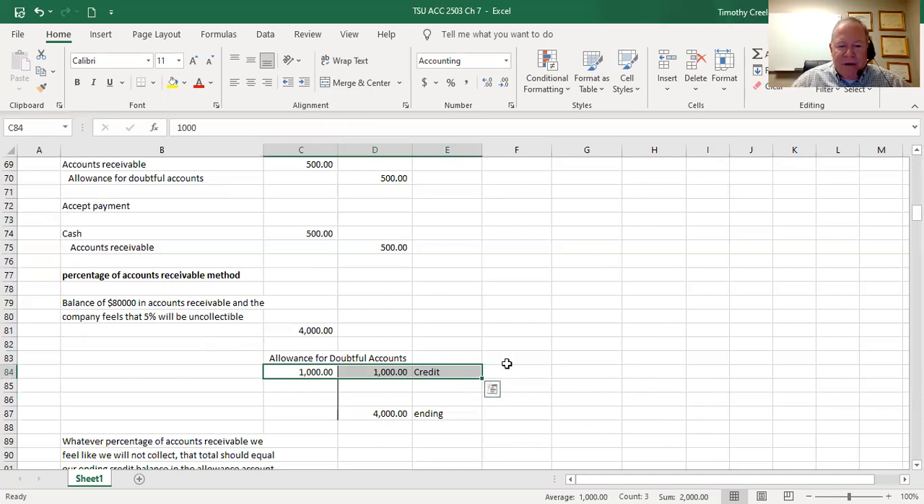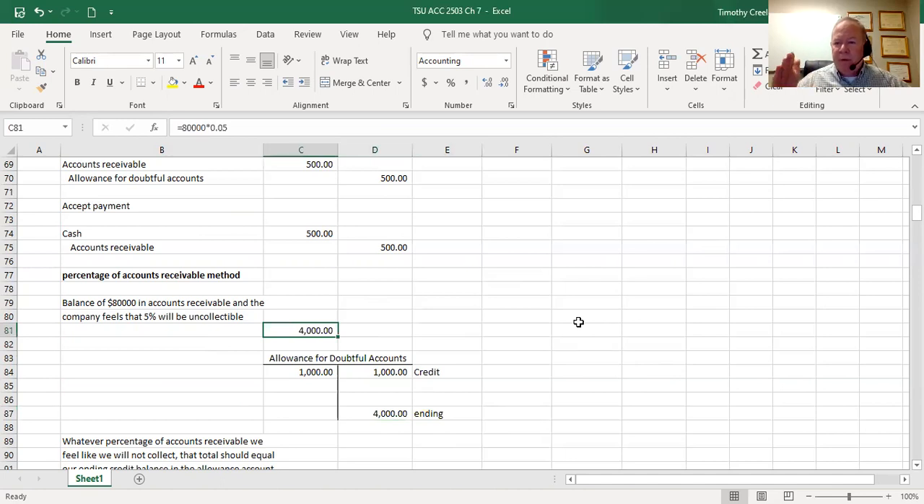So if we've got $1,000 credit balance, then our adjusting entry needs to be whatever it takes to have a $4,000 ending credit balance in the allowance account. If we have $1,000 debit balance, our adjusting entry would have to be for whatever it takes to have a $4,000 ending credit balance in the allowance account, because that's the percentage of accounts receivable that we feel like we're not going to collect. So the difference between percentage of sales and percentage of accounts receivable is how you handle the adjusting entry for bad debt expense. That's basically going to be the only difference between the two methods.